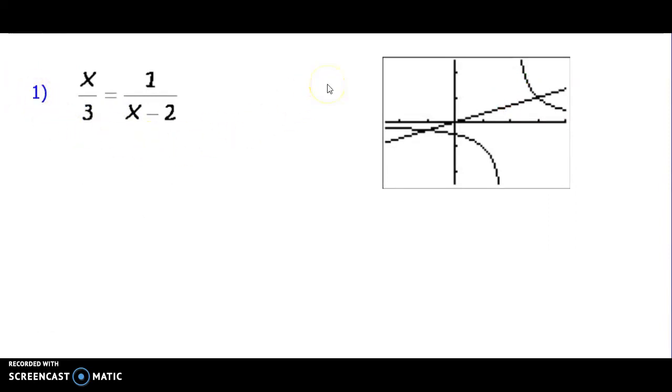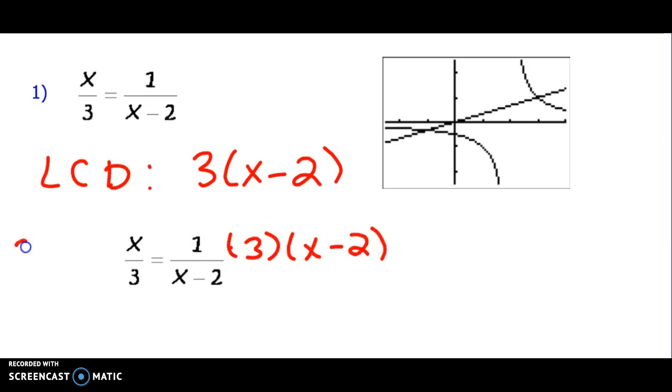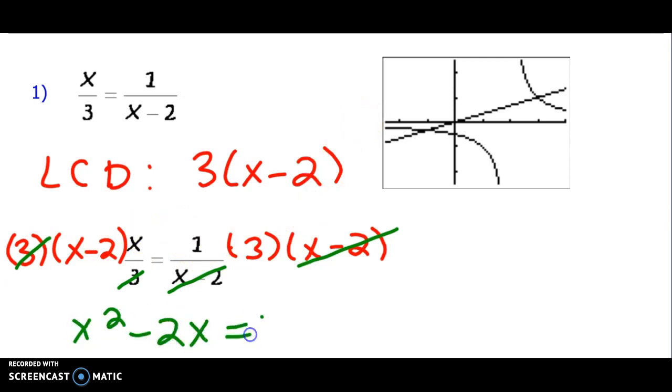So the least common denominator in this particular problem would be 3 times x minus 2. So if we want to multiply both sides by the least common denominator, we would multiply by a factor of 3 and a factor of x minus 2. Now some of these are going to cancel. So x minus 2 and x minus 2, and 3 and 3. So we're left with x times x minus 2 and 1 times 3. So that becomes x squared minus 2x equals 3.